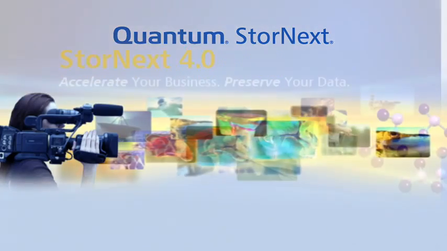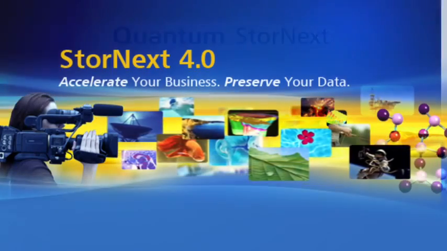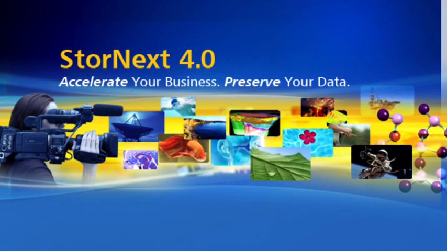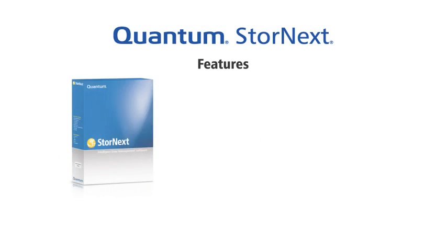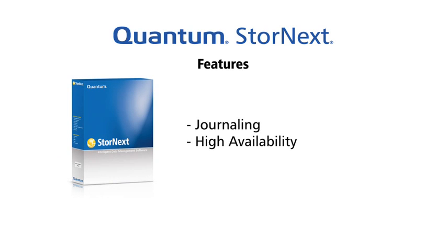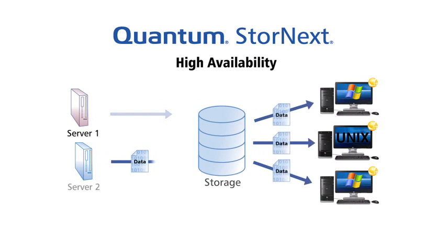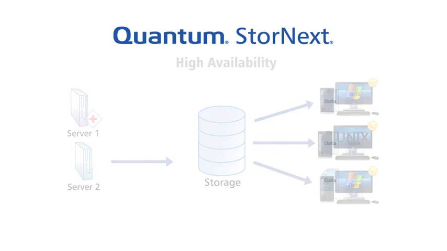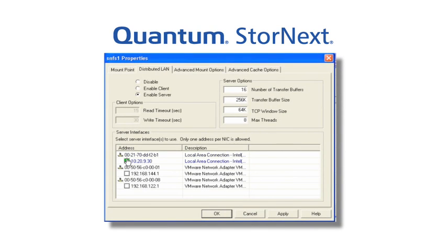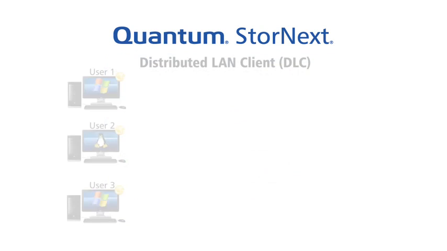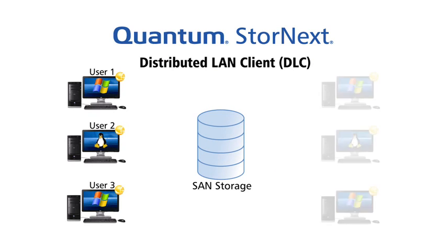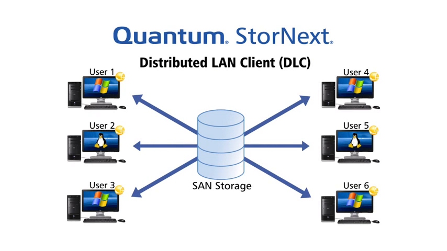StorNext is used in the world's most demanding, data-intensive environments, not just because of its performance and scalability, but also because it has the features you need to ensure your data is protected and available. Journaling speeds the startup of the file system, while our high availability option provides continuous uptime. With a simple push of a button, StorNext SAN clients also act as distributed LAN client gateway servers, enabling data access to fan out across the LAN.